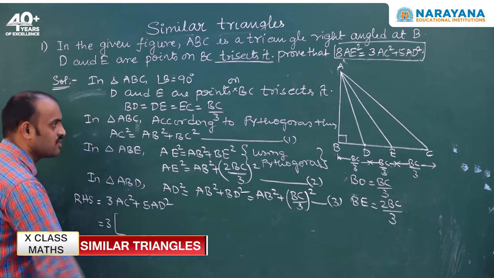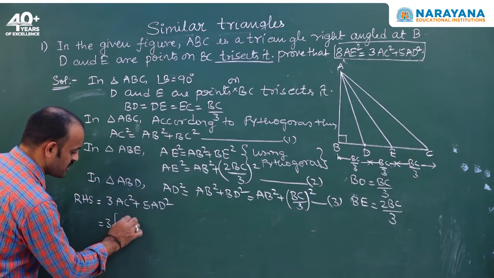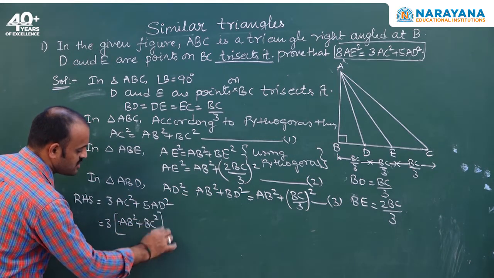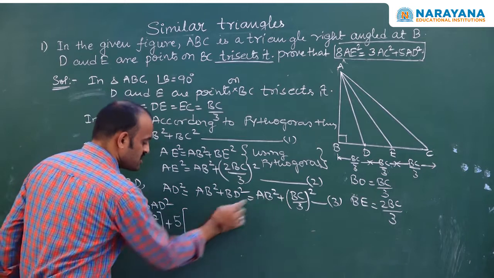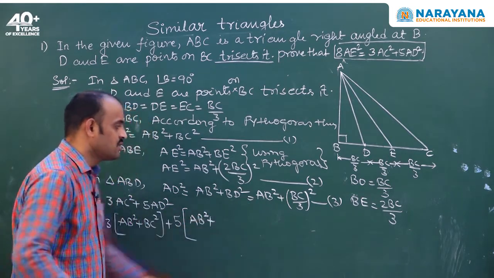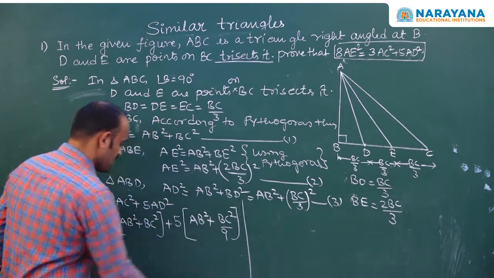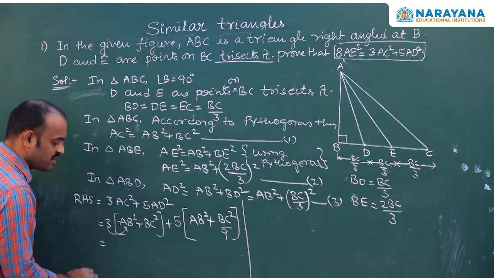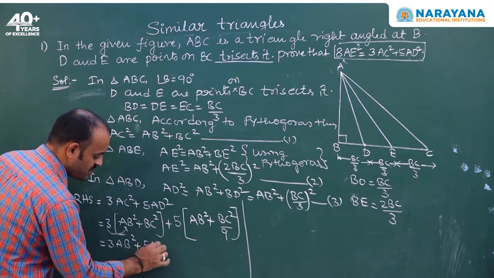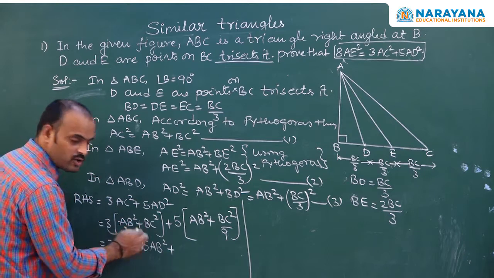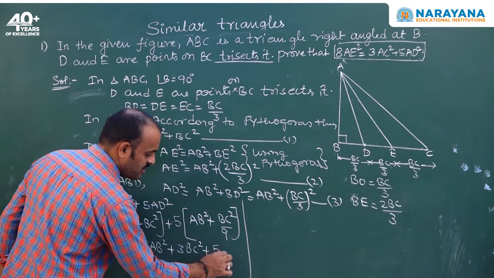So, 3 into, what is AC square? From 1, what is AC square? AB square plus BC square, plus 5 times of, what is AD square? AD square is AB square plus BC by 3 whole square, BC square by 9. Which is 3 into AB square, 3AB square, plus 5 into AB square, 5AB square, plus 3 into BC square, 3BC square, plus 5 into BC square by 9, 5 by 9 BC square.